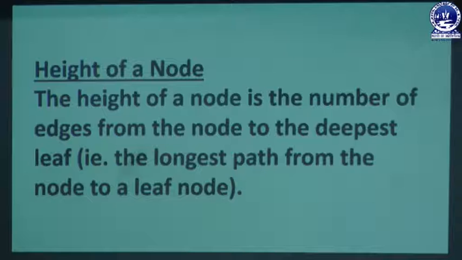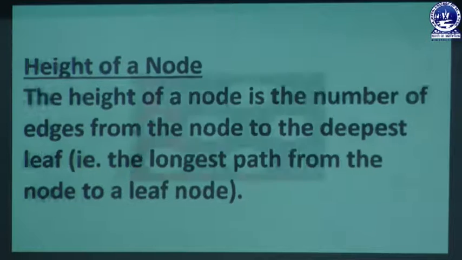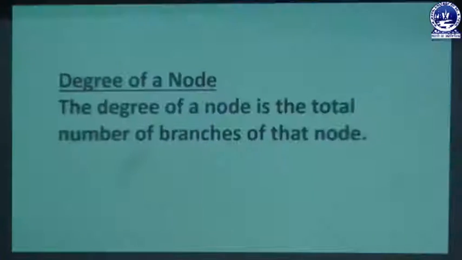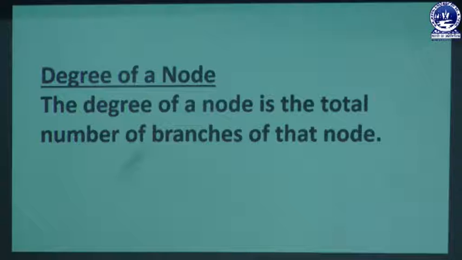Now we will discuss height of a node. What is the meaning of height of a node? The height of a node is the number of edges from the node to the deepest leaf, that is the longest path from the node to a leaf node. Here I have represented in a diagrammatic way the height or depth of each node. Here I have also mentioned what is the degree of a node. The degree of a node is the total number of branches of that node.